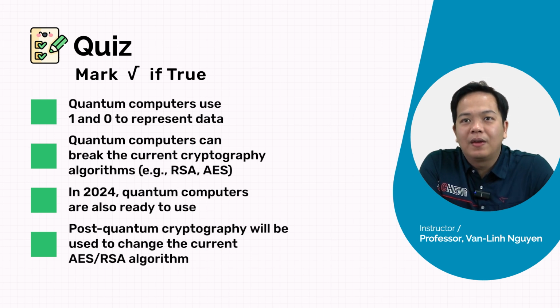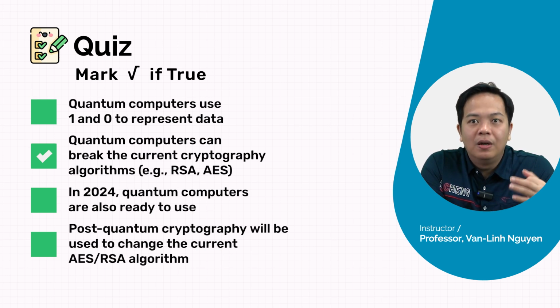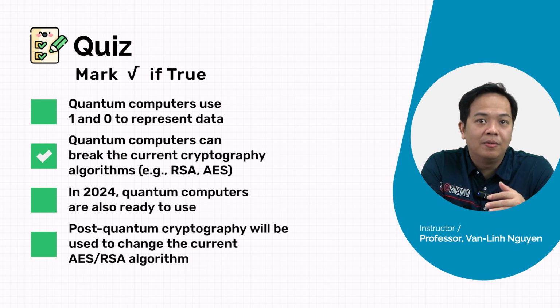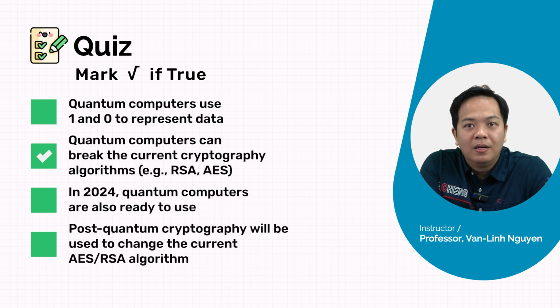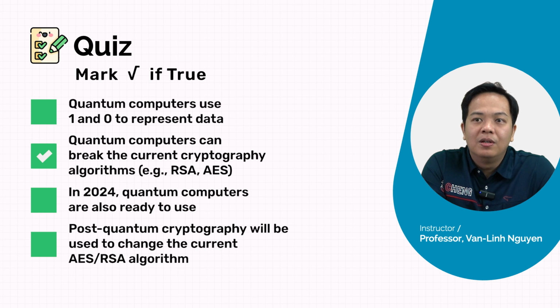I think for this one you can take the second option: quantum computers can break the current cryptography. Yes, this one is yes. But the first one is not true, okay? And in 2024, is the quantum computer ready to use? No, this one is still under research, and a commercial quantum computer will take maybe 5 or 10 years to be used. And the last question, post-quantum cryptography will be used to change the current AES or RSA algorithm. That is yes, okay? So the second and fourth are yes, and the first and the third are no.